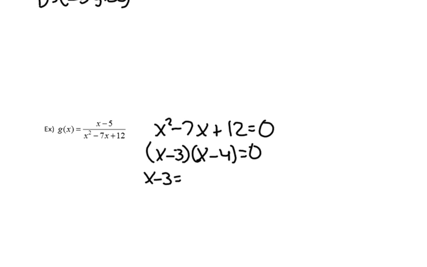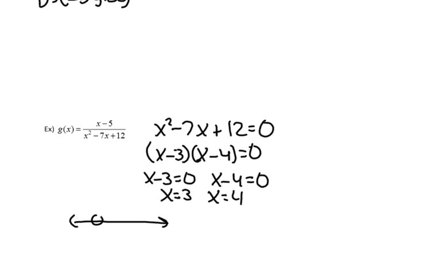Set each factor that contains a variable equal to 0. And we get x equal to 3 and x equal to 4. So if I plugged in x equal to 3 or x equal to 4 into this rational function, it would be undefined because the denominator would be 0. All right, so let's put these values on a number line. Both cannot be included, so it's an open circle. But every other real number would be okay.